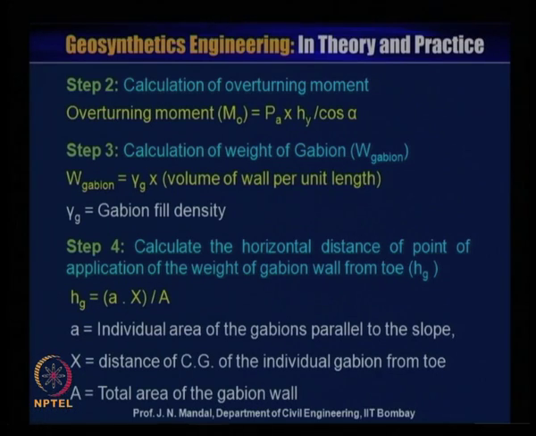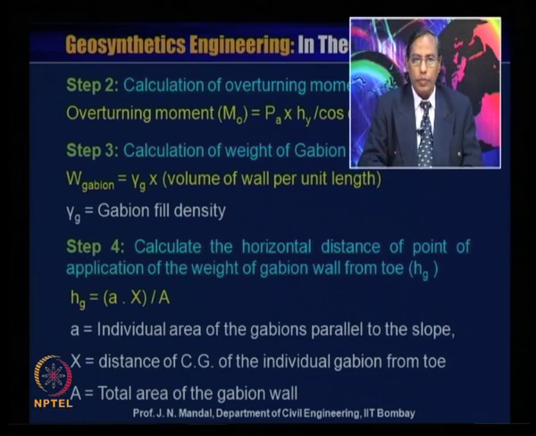Step 3, calculation of weight of gabion, that is W gabion. W gabion is equal to gamma G, which is the gabion field density, into the volume of the wall per unit length. Step 4, calculate the horizontal distance of the point of application of the weight of the gabion wall from the toe, that is Hg. So you have to calculate what is Hg.